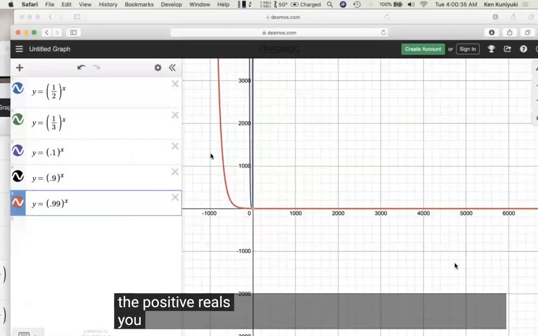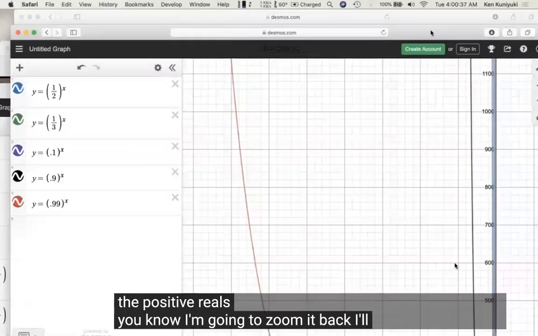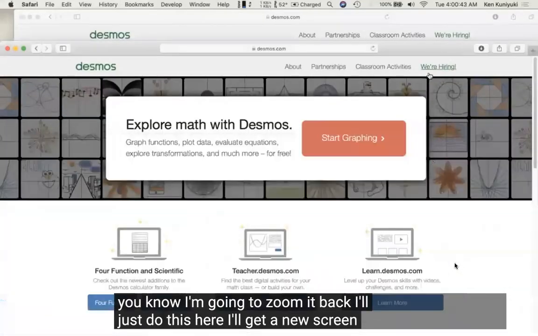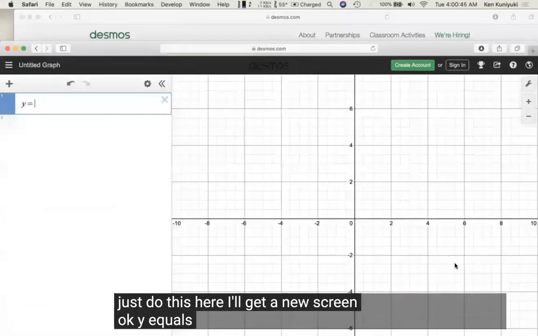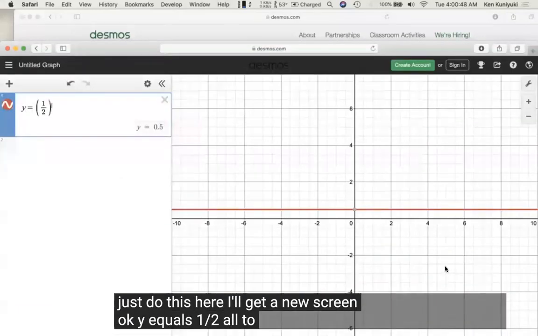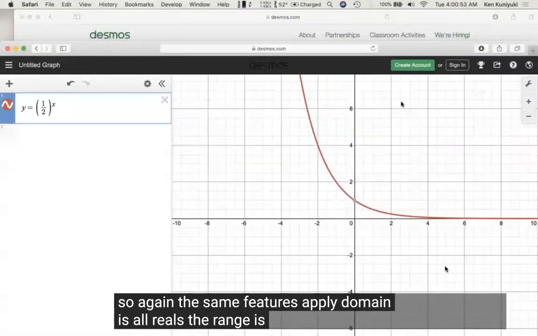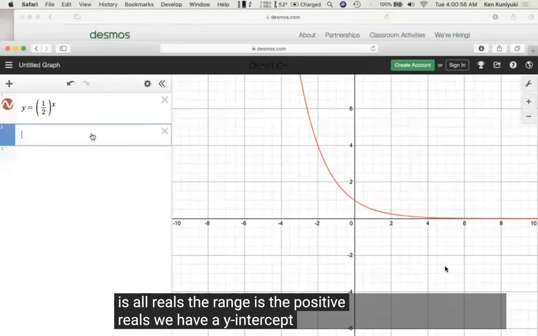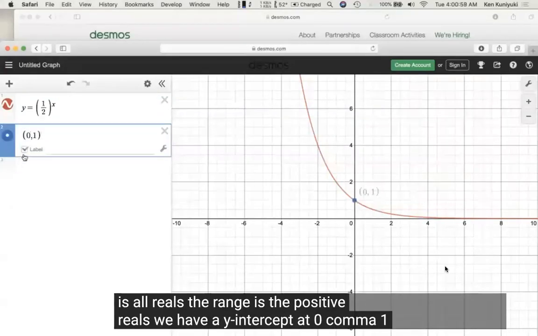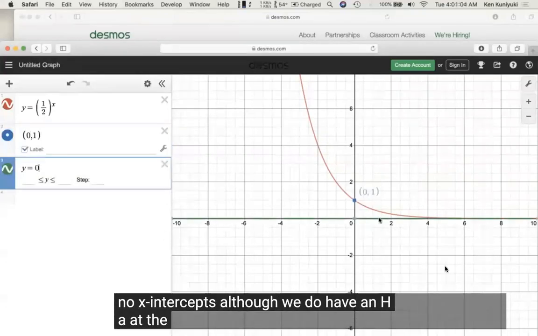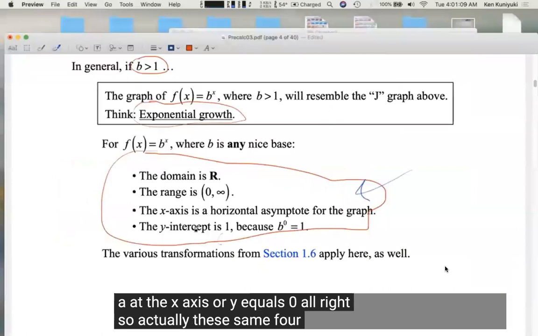I'm going to zoom in. I'll get a new screen. Okay, y equals 1/2 to the x, all right? So again, the same features apply. Domain is all reals. The range is the positive reals. We have a y-intercept at (0, 1). No x-intercepts, although we do have a horizontal asymptote at the x-axis, or y equals 0. So actually these same 4 features apply even if b is, say, 1/2.